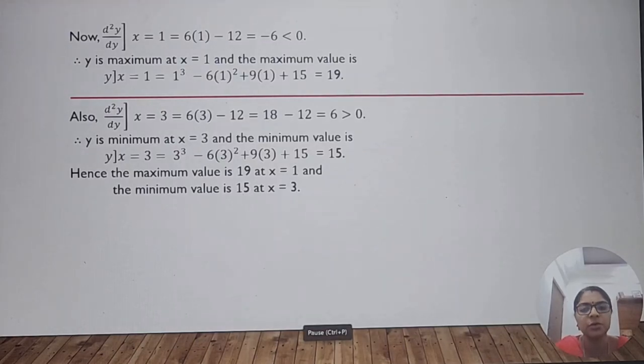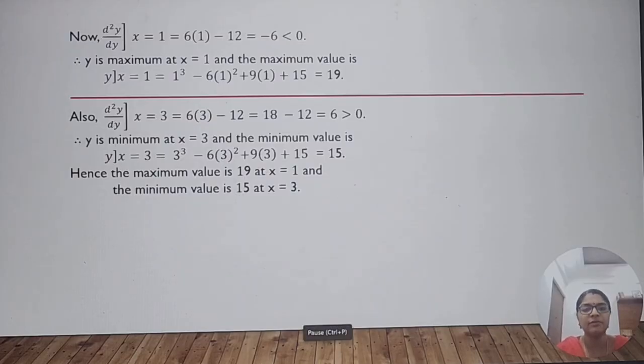So according to the working rule, if the value is less than 0, then our given function has a maximum at the point x is equal to 1. The maximum value is given by y at the point x is equal to 1. Again, we have to substitute x is equal to 1 in the given function, and we will get the answer 90. So I came to the conclusion that y has a maximum at the point x is equal to 1 and the maximum value is given by 90.